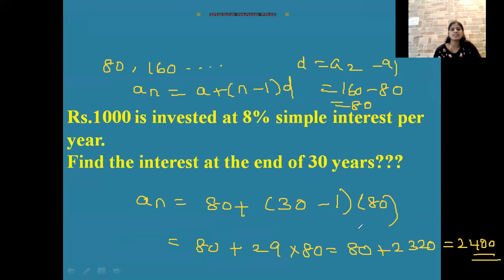So that's your result. With the help of this formula, you'll be able to find the interest at the end of 30 years without calculating the same calculation 30 times. You can save time with the help of this an formula.